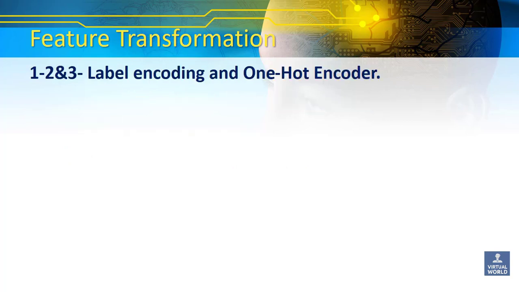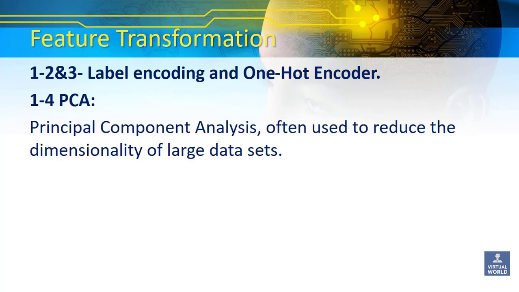The second and third type of feature transformations are label encoding and one-hot encoder. We talked about them in the pre-processing section. The final type of feature transformation is automatic data transformation. We are going to talk about PCA.